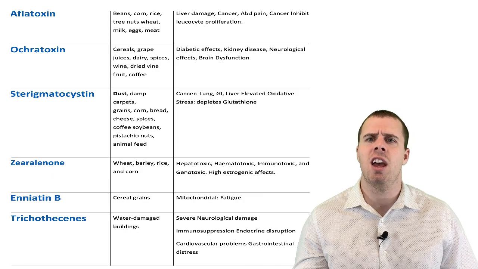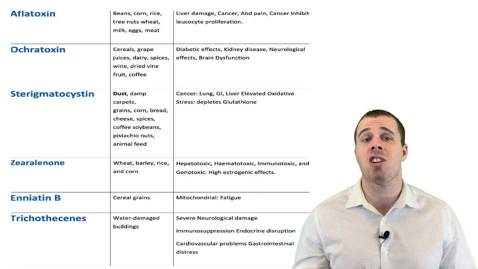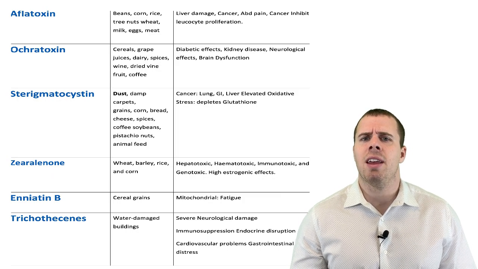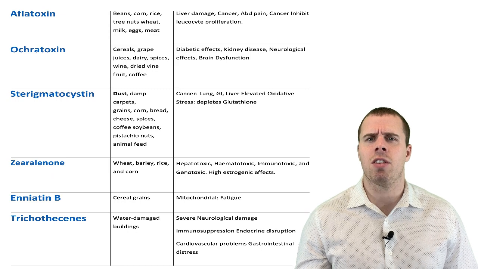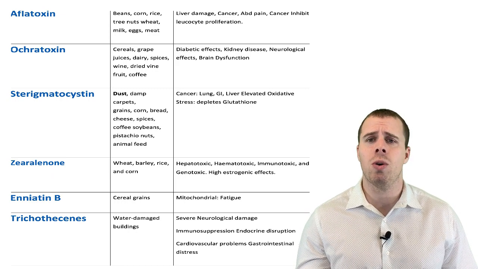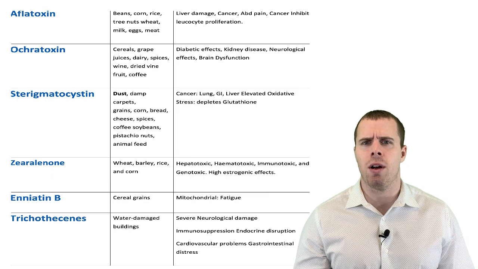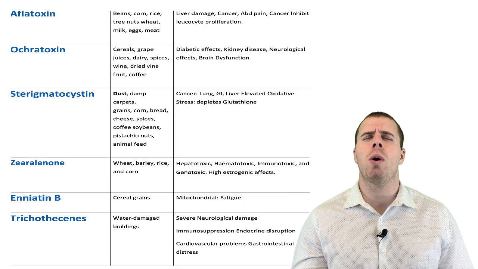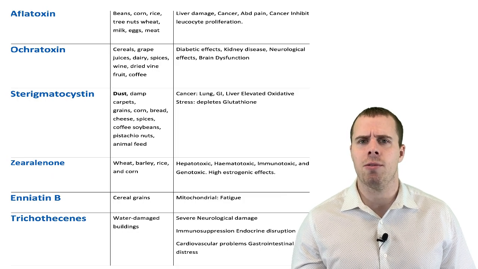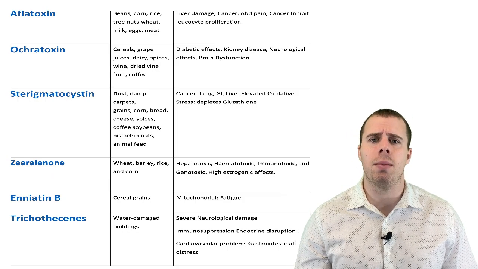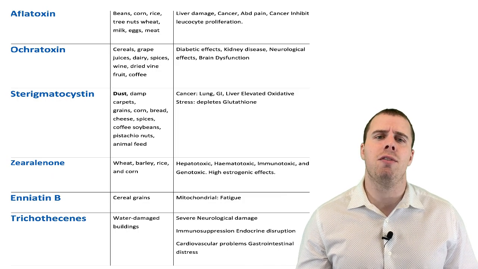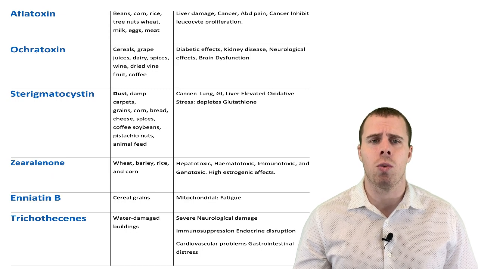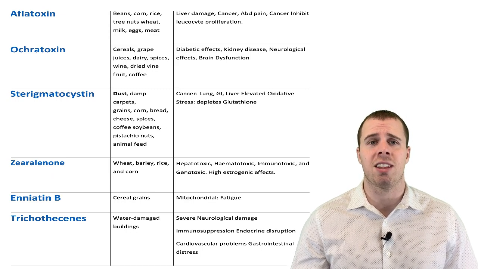Hepatotoxicity, hemotoxicity, genotoxicity, so even changing our genetics, being aware of that. Then we have inhalation exposure, the cereal grains, and then mitochondrial deficiency, being aware of that. Then we have the trichothecenes. Water damage is going to be the big one from this, and this can create severe neurological issues, along with obviously other issues as well. So something to be aware of, and I wanted my viewers to be able to see this.